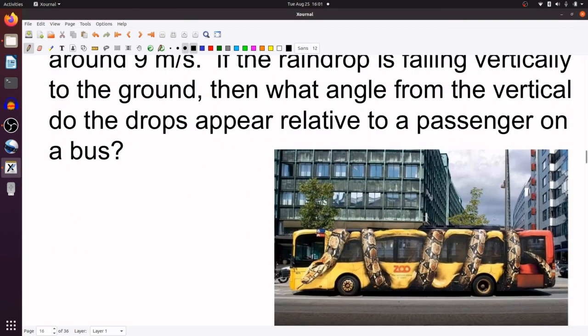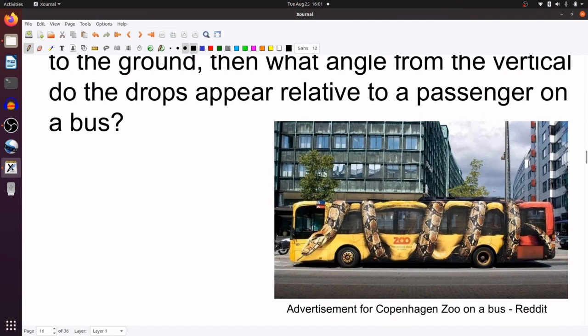When I was looking this up and looked for a picture of a bus, I did find this one, which was an advertisement at a Copenhagen zoo on a bus. They've got a lot cooler buses, I suppose, than we do.